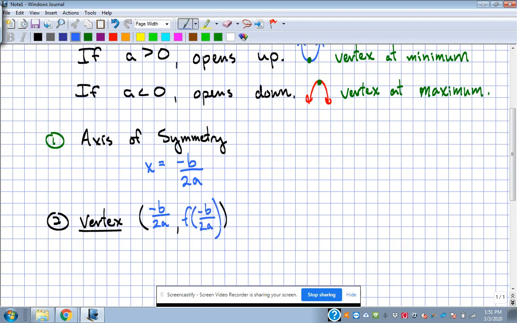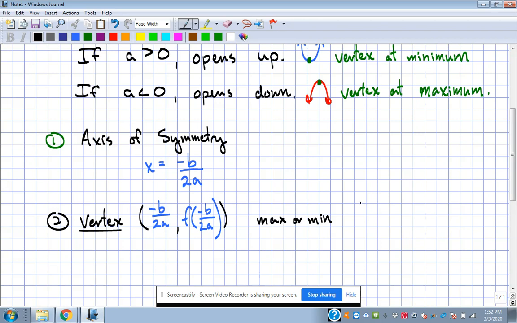The notation I'm using is function notation. This just says put negative b over 2a into the problem and work it out. That's all that means. Function value for negative b over 2a. Once we've found the vertex, we can decide if that's a max or min based on a. Remember, we'll state that as we're doing this, whether it's a maximum or minimum.